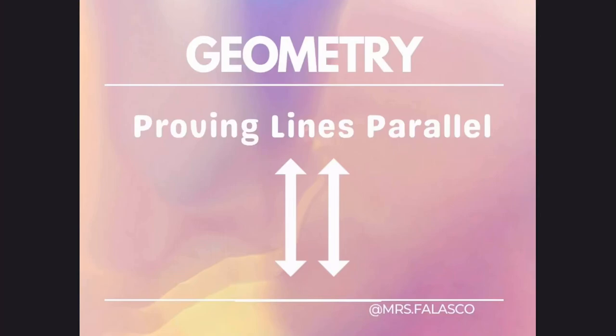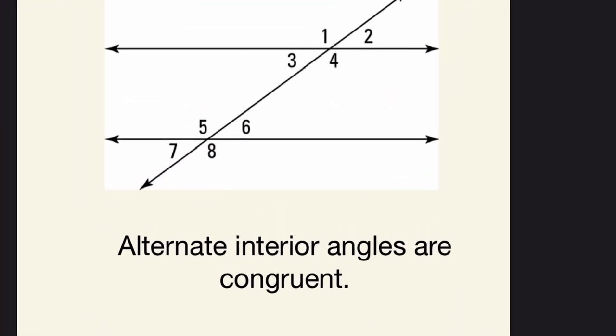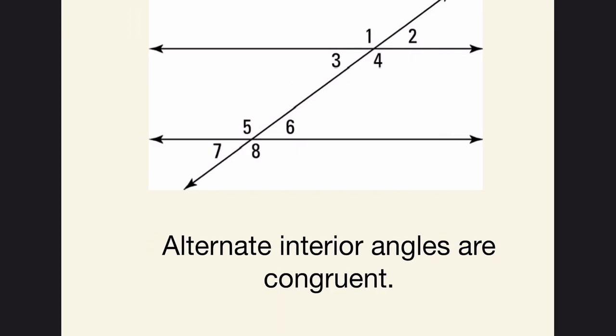This video is on how to prove lines are parallel. So first, let's talk about what we have when we have parallel lines. Some angle relationships you probably remember include alternate interior angles. Those are very commonly used because they are congruent. Some alternate interior angles you see here are 3 and 6.